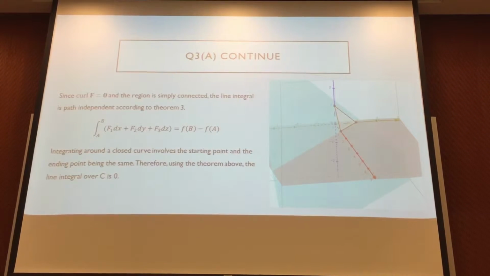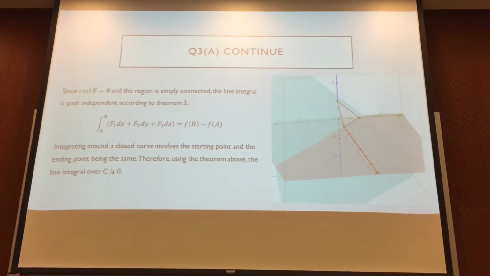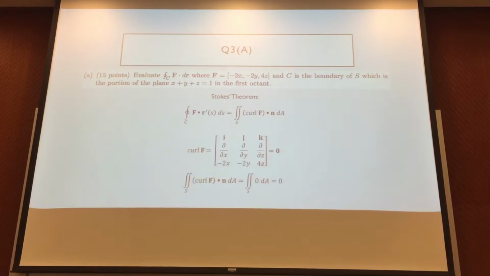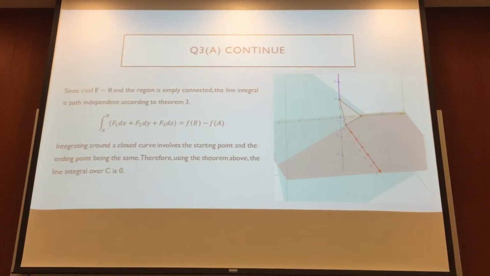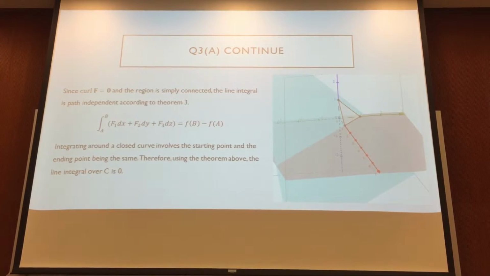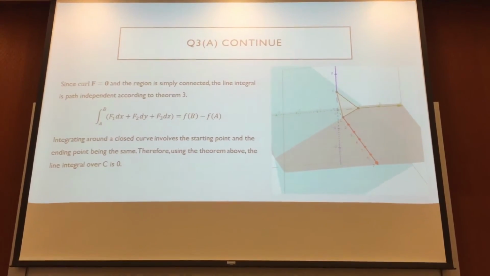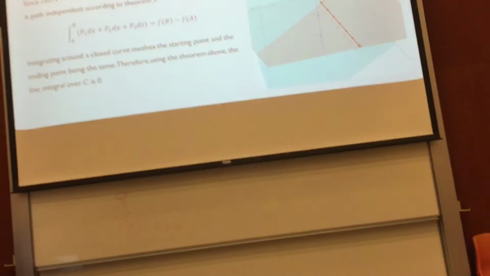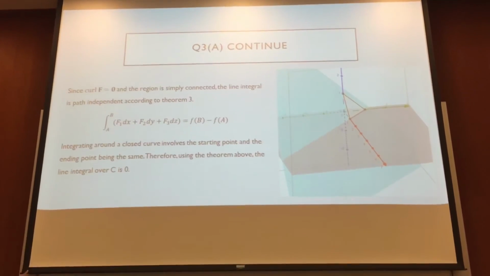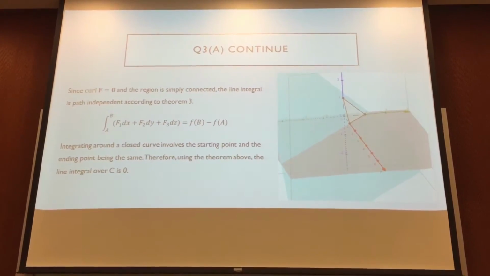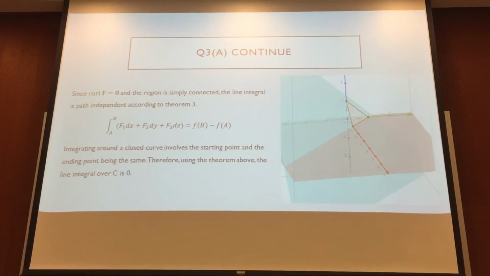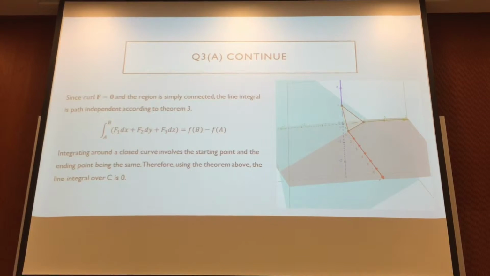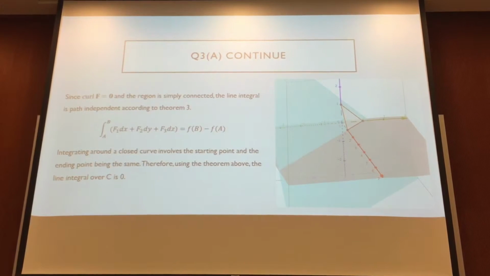So this is actually what the region looks like. If you can see that diagram right there, the question says the plane x plus y plus z equals 1, right? The light blue part is the plane. The gray part is the base plane, and the first octant means x, y, and z all have to be positive. So then it's that little triangle right there. That's the region, right? And since curl of f equals 0 and the region is simply connected, that means the line integral is path independent according to theorem 3 in the textbook.